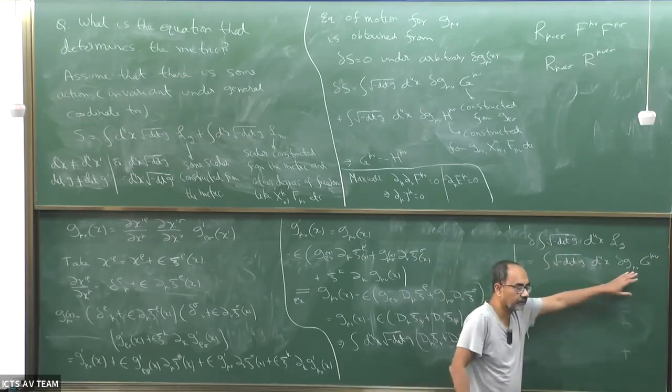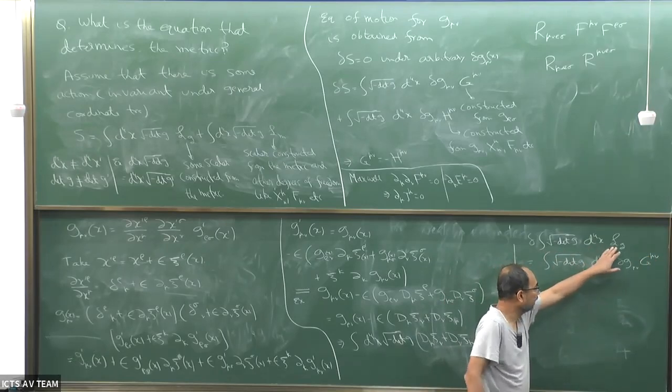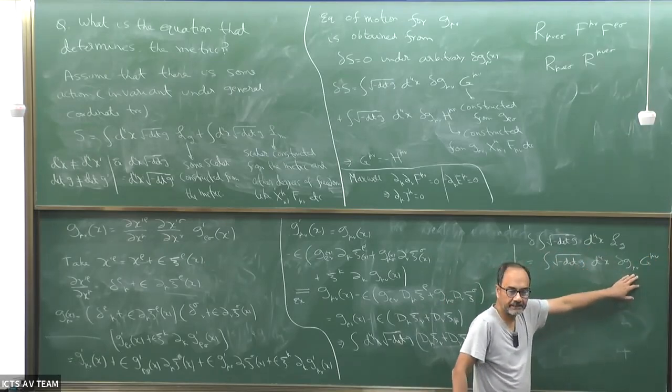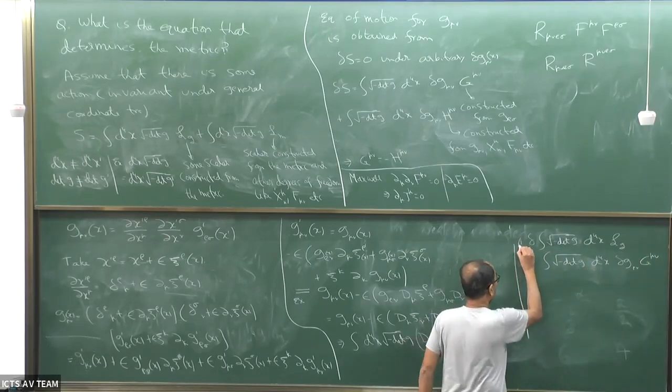This was the definition of capital G mu nu, right? That under an arbitrary variation of the metric, you should get this, right? That's how you define capital G mu nu. So this is statement number 1.